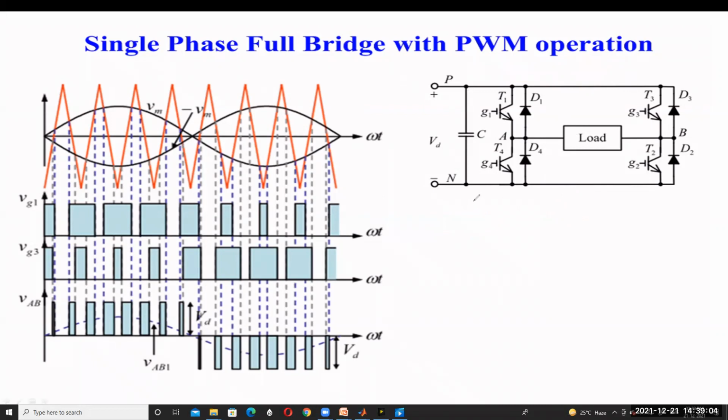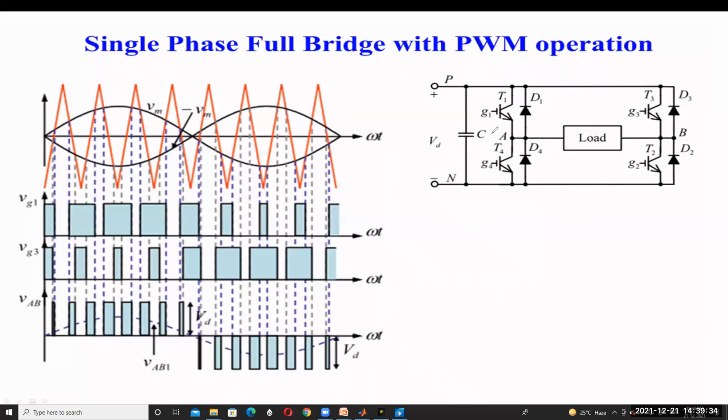IGBTs and MOSFETs are high switching frequency devices, suitable for high switching operations. But a thyristor is not a high frequency device, so it requires an extra commutation circuit to turn off the device. But here, for IGBT and MOSFET, a commutation circuit is not required. They are automatically turned off when the signal is off.